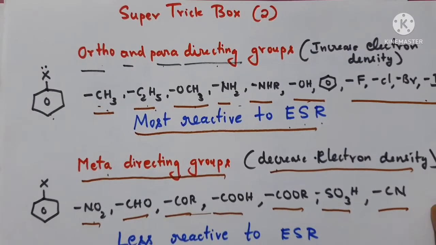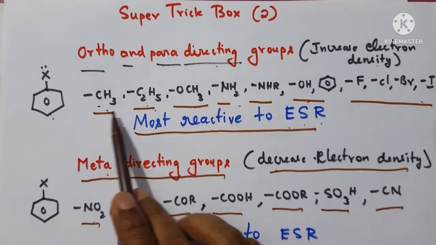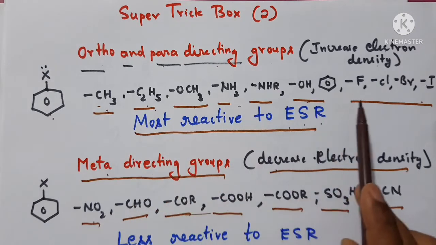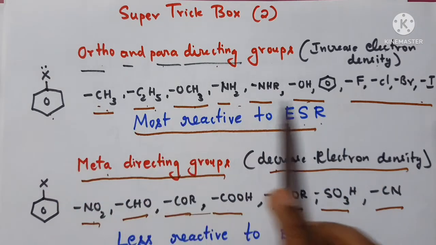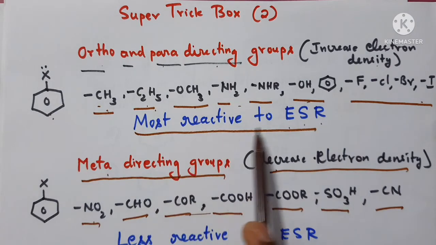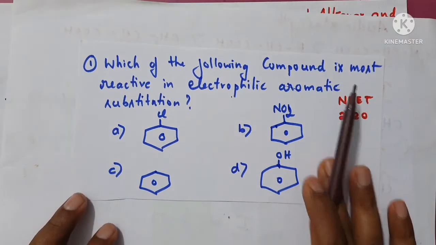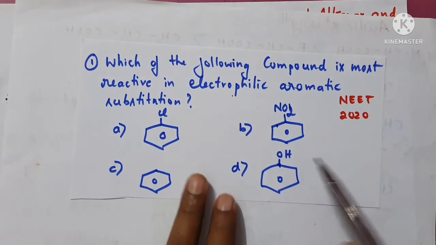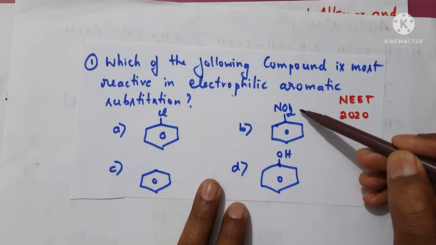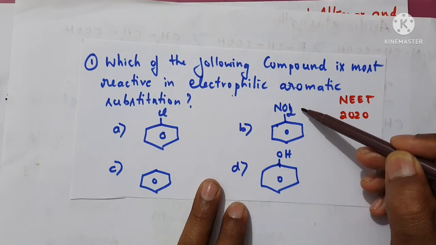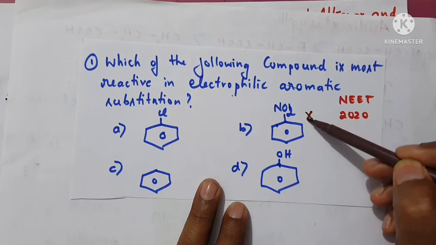You can observe here, you compare the groups. What are the groups attached to the benzene ring? If these groups are attached, they make it most reactive towards electrophilic substitution reaction. If these groups are attached, they make it less reactive. So now let us see what groups are present. Definitely NO2. NO2 is a meta-directing group. Definitely it decreases the electrophilic aromatic substitution. So it is not possible.